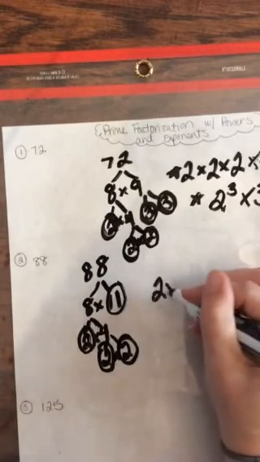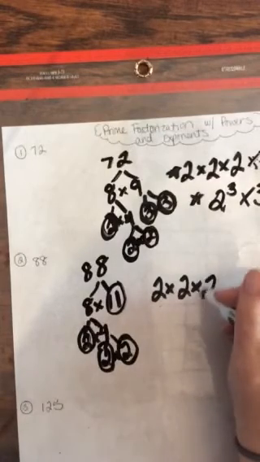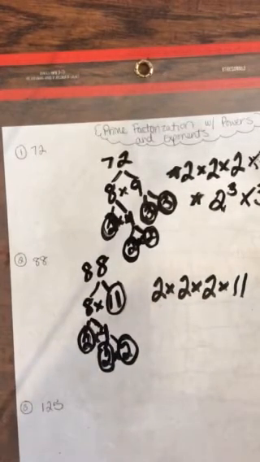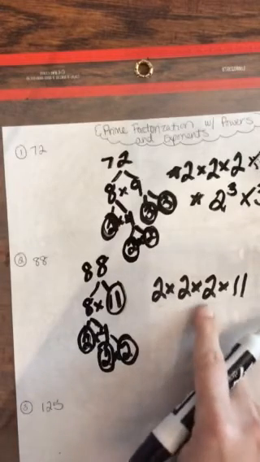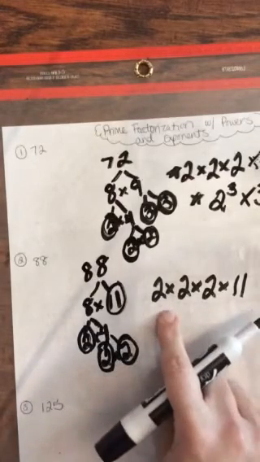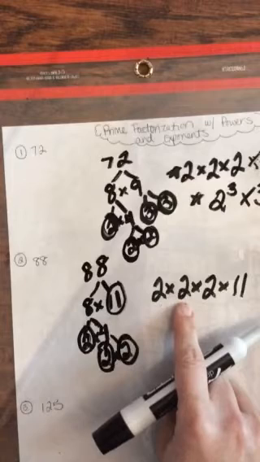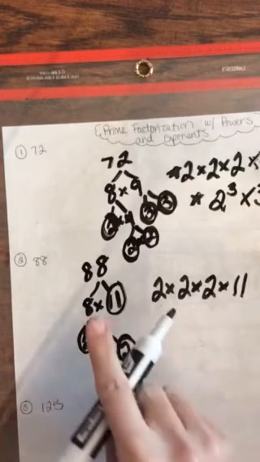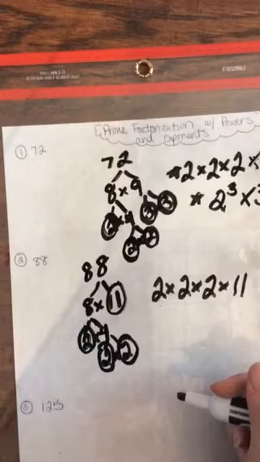Remember, the first step is always going to be to list them, making sure that you don't forget any. List them from least to greatest. So 2 times 2 times 2 times 11. You can also check your math. 2 times 2 is 4. 4 times 2 is 8. 8 times 11 gets us 88. So we know that our math is good.